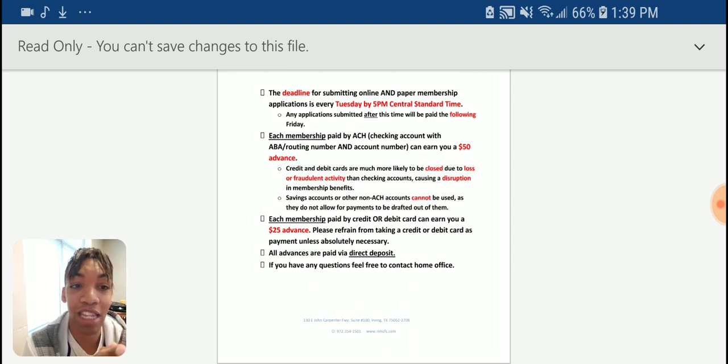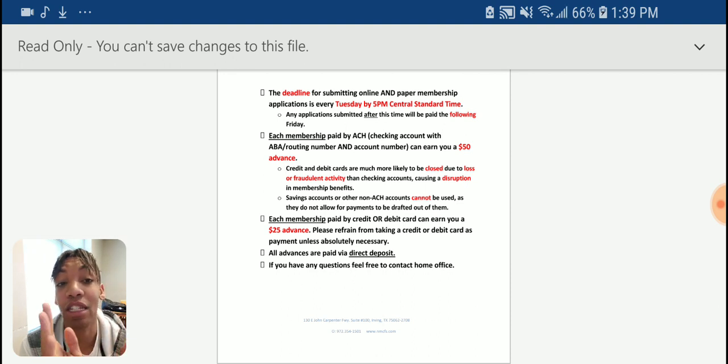But please refrain from taking a credit card or debit card as payment unless absolutely necessary. So this is like the last resort, when they ain't got nothing but a credit card.